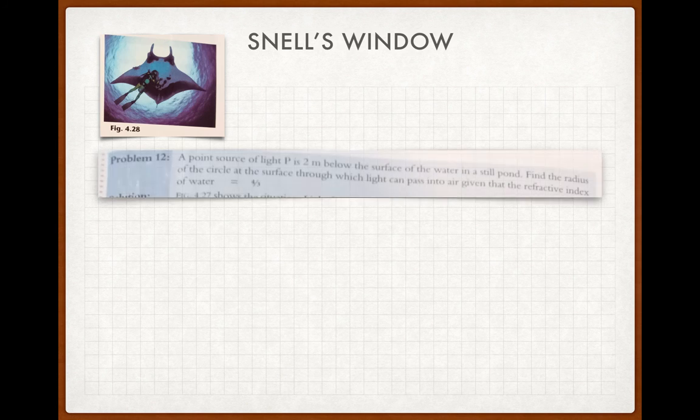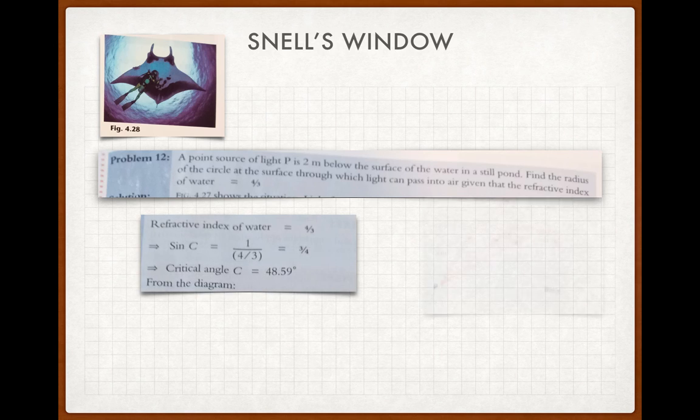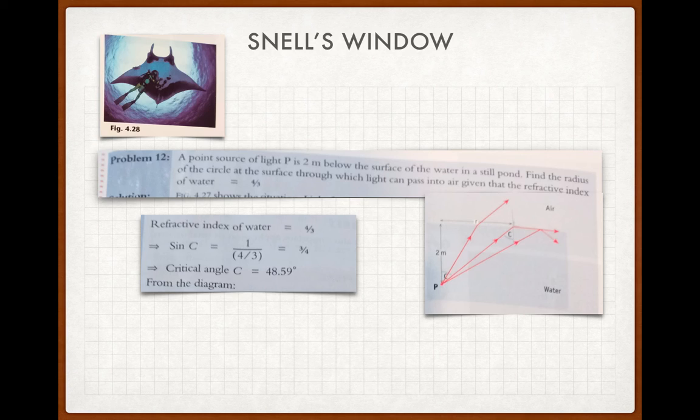That's Snell's window. So we have a source of light P 2 meters below the surface of a pond. Find the radius of the circle at the surface if the refractive index is 4/3. So we'll start with a diagram, right? The diagram there is on the right hand side, and we're interested in the second or the middle ray.